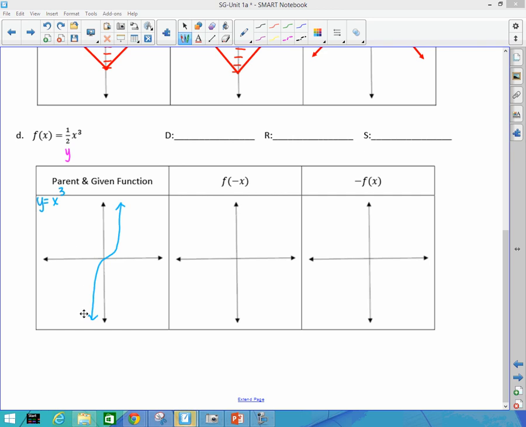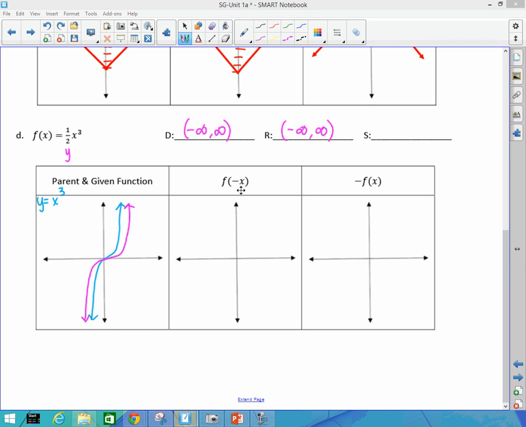So what you need to remember is it squishes it top and bottom, so it makes it a little fatter. But it comes back into the same place, and it needs to be on the outside for both of those. They still both go through that point 0, 0. Okay? Domain didn't change. Range didn't change.